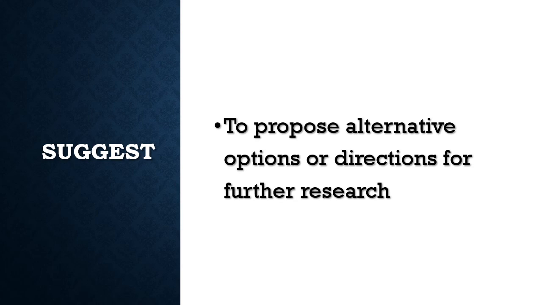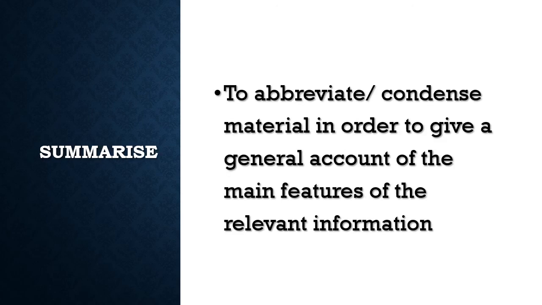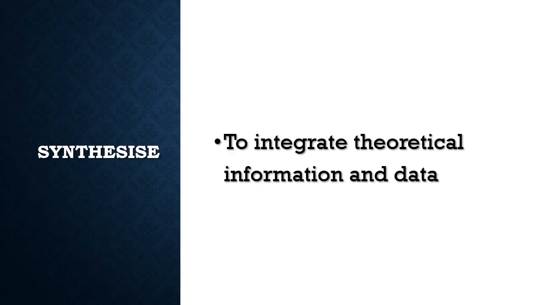Suggest, you're actually suggesting alternate theories or directions and how it could be improved for the future. Summarize, you've done this before in all of your subjects. So you're abbreviating, condensing the material into a shorter chunk in order to give the main points and the main features, so that any reader will just see the relevant information. Synthesize, I've rarely seen this in Psych, to integrate theoretical information and data. So essentially you're just adding the theories into what you found in the research. It's very rarely used.